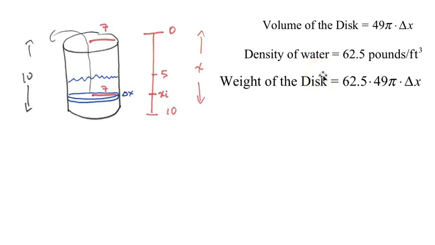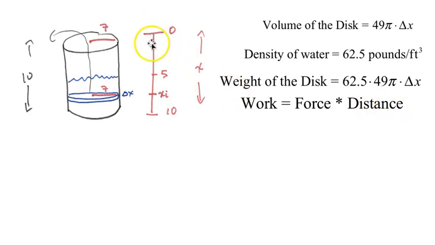Now the nice thing about British units is weight is a force. In metric, we tend to work with kilograms. That is a mass, that is not a weight. So we'll need to deal with that separately. Okay, let's remember that work is force times distance. And like I said, weight is a force. So the force we're dealing with here is 62.5 times 49 pi times change in x. And then the question is, what is the distance we have to use to pump that out?